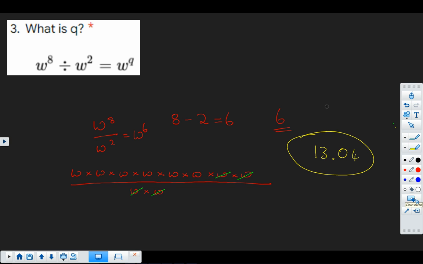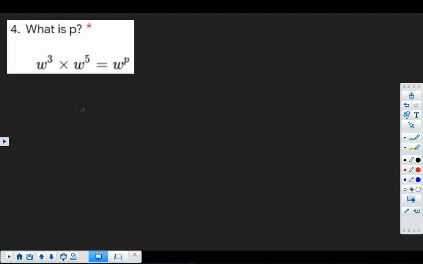is 13.04. In this instance, we're doing a multiplication, and whereas with division we subtracted these indices, in this instance we're going to add them. 3 plus 5 is 8. So the answer is 8. Why does this work?